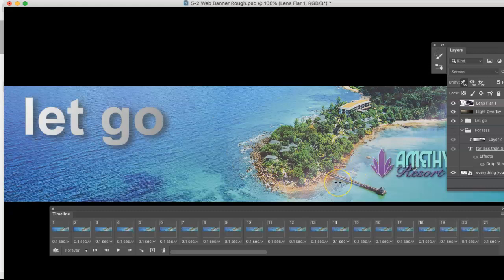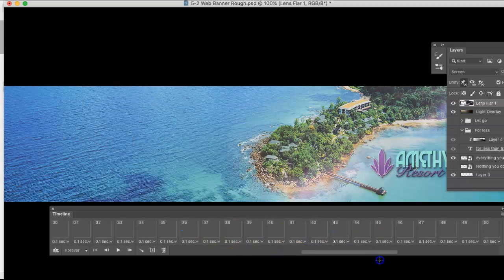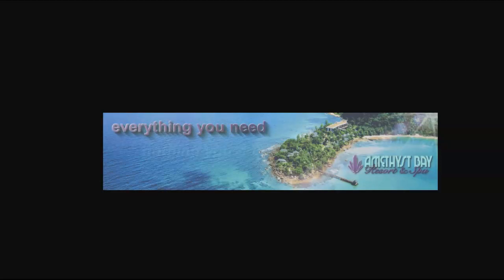Okay, so I get what you've done. It seems like you have mastered the tweening tool. You certainly have quite a few frames. So let's take a look at it as it was meant to be seen. Okay, here it is.